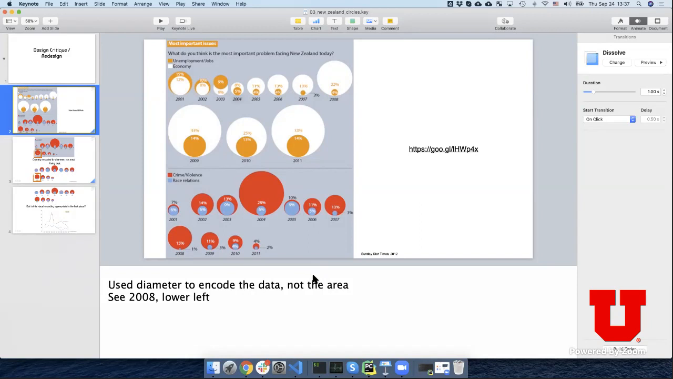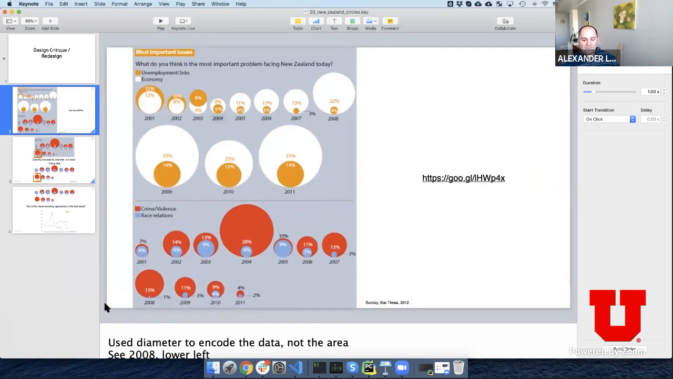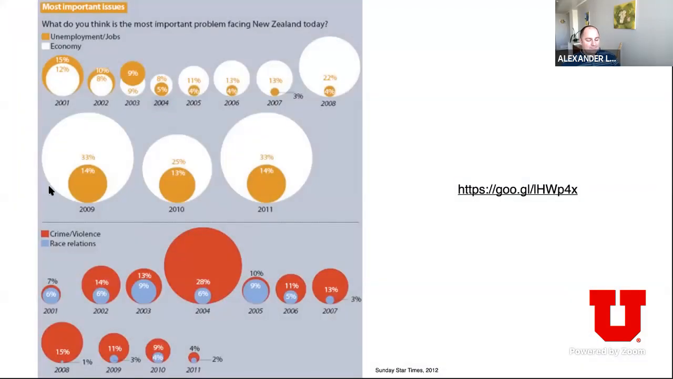Okay. So everybody's back, I think. So what do you think? What's going on in this visualization? What's the data that's being shown here?